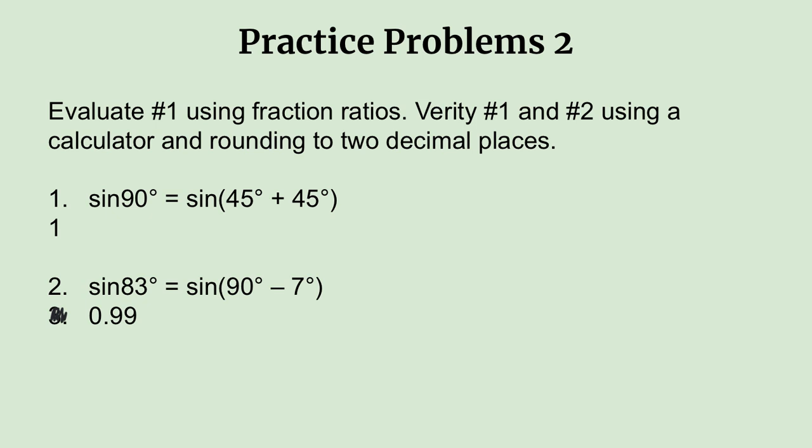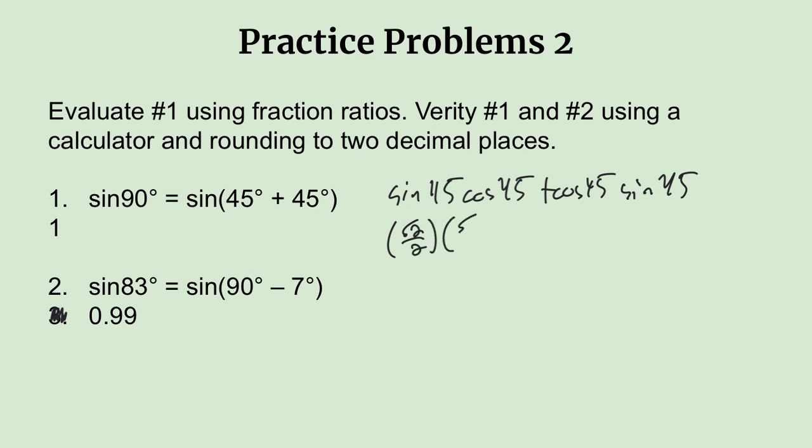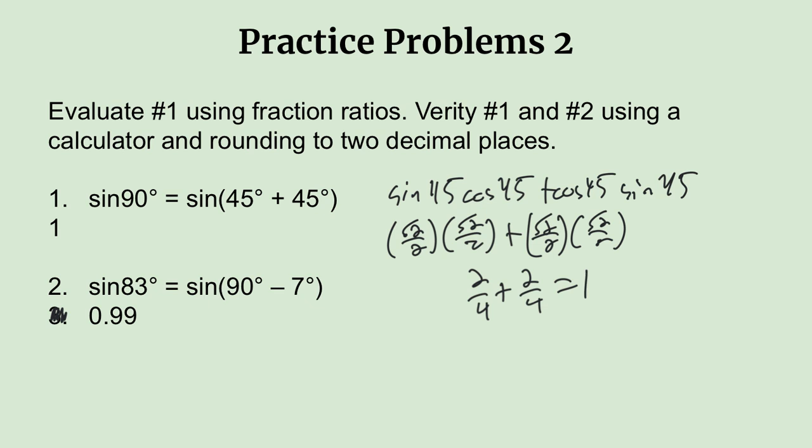For the first one, that splits up into sine of 45, cosine of 45, plus cosine of 45, sine of 45, which would be square root 2 over 2, square root 2 over 2, so it gets you 2/4 plus 2/4 equals 1. For this one, you'd split it up and just type it into your calculator to get that.